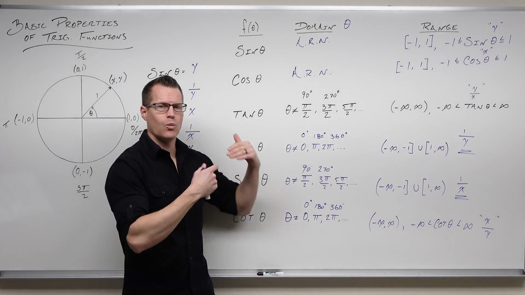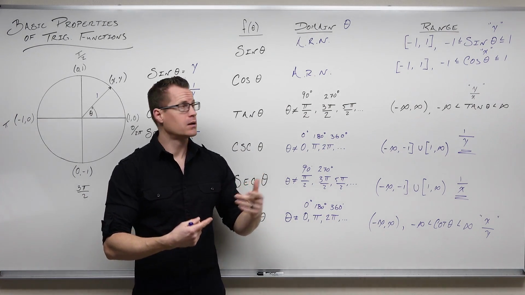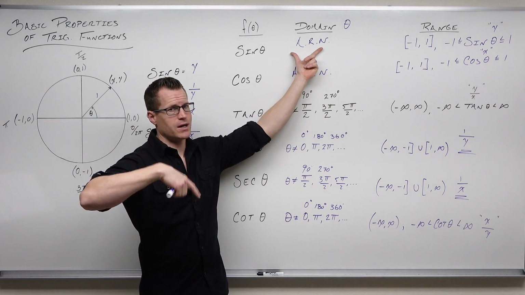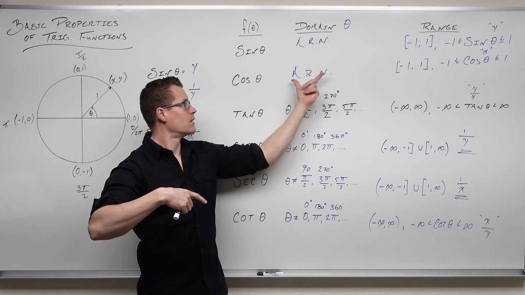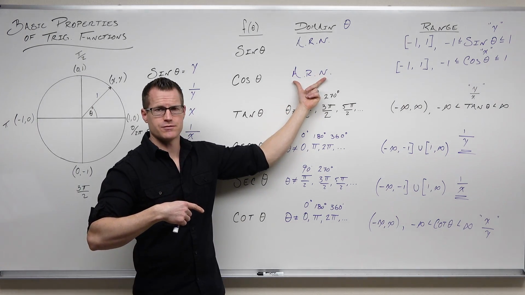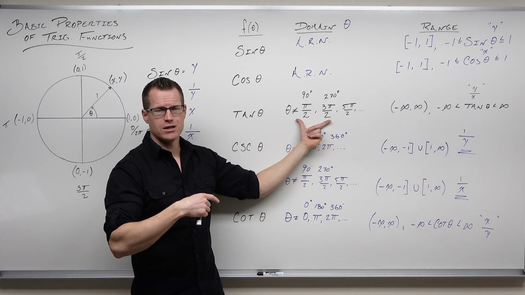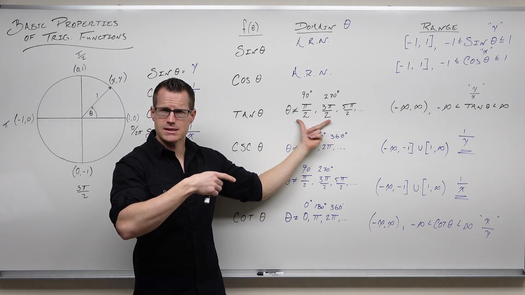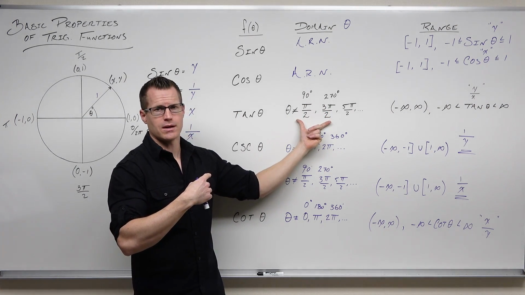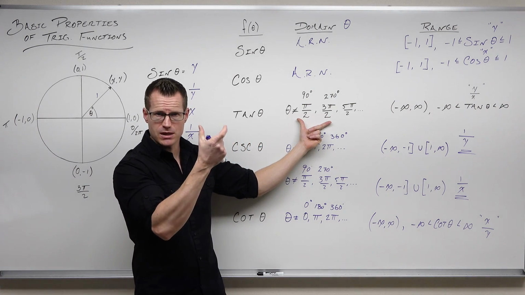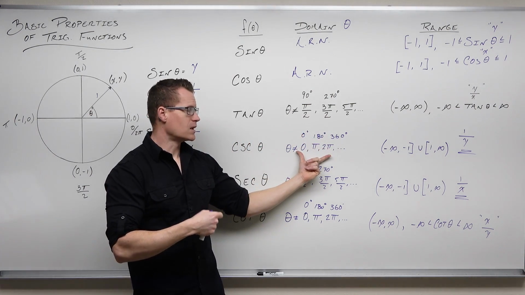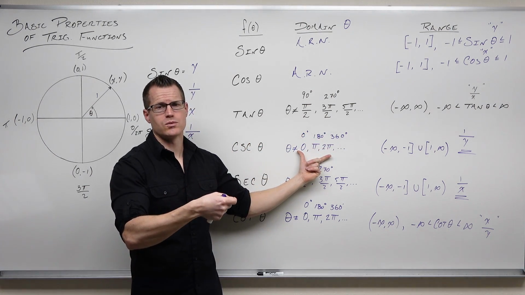So our domain is talking about what angles can you plug in? For sine, any of them, because your y is defined between -1 and 1 everywhere. For cosine, any of them, because your x is defined from -1 to 1 everywhere on the x-axis. Tangent, you can't plug in things where your x is 0. Well, that's going to be these particular angles. You can get out of everything because of that ratio. Cosecant, you can't plug in things where y equals 0.